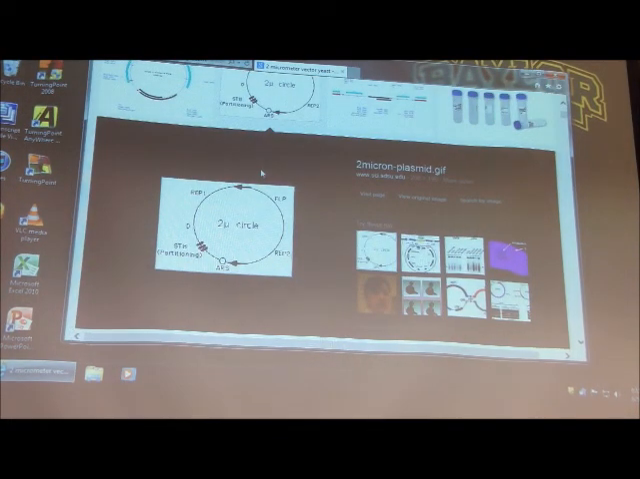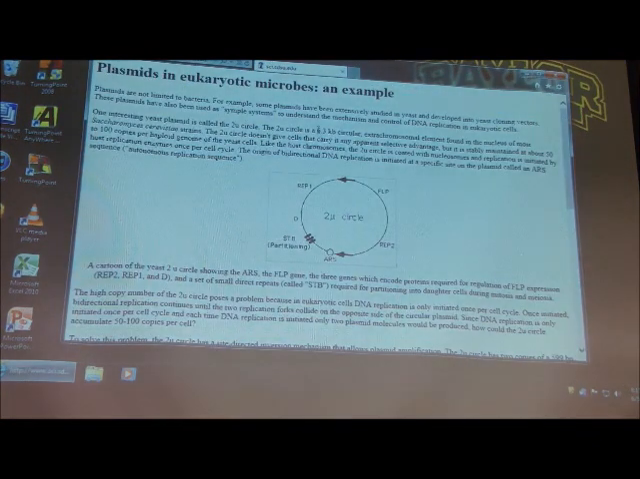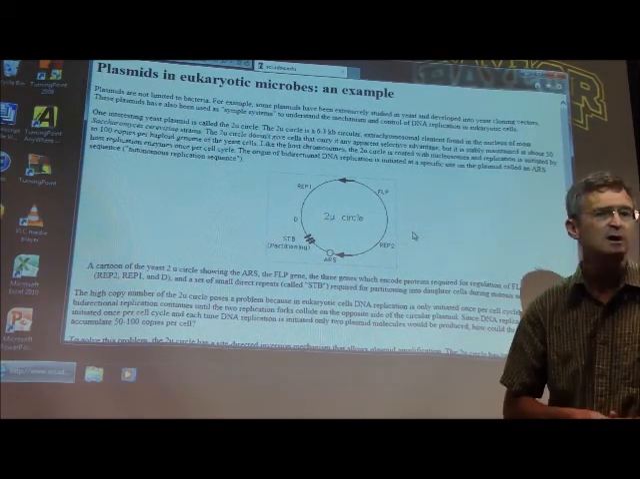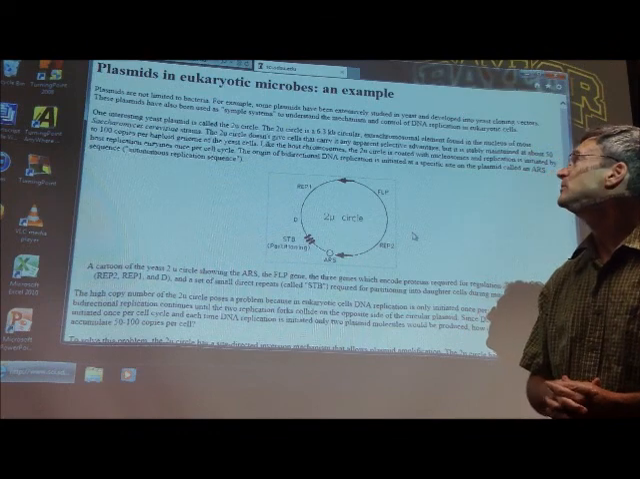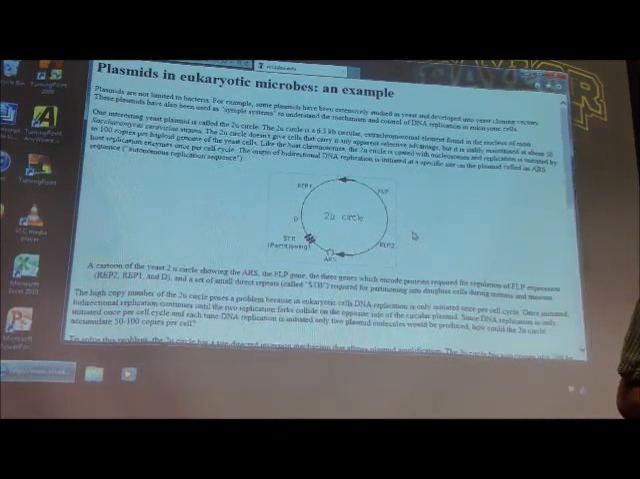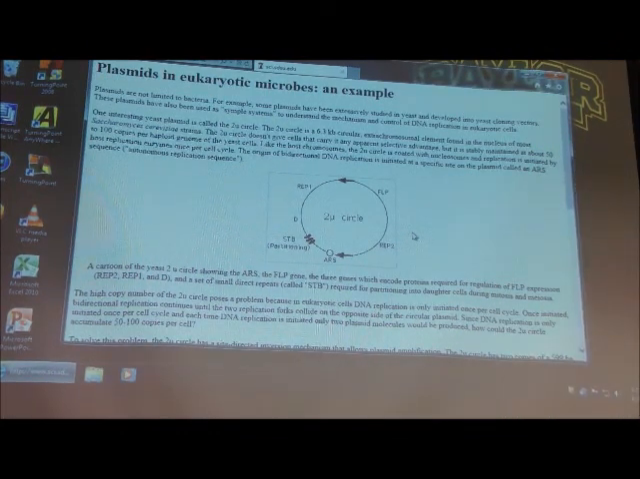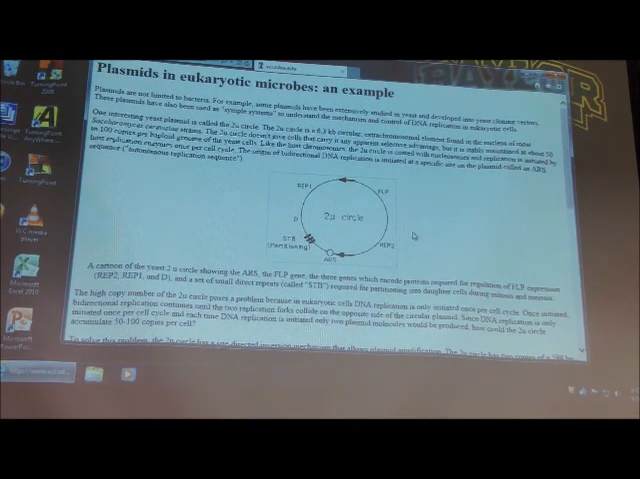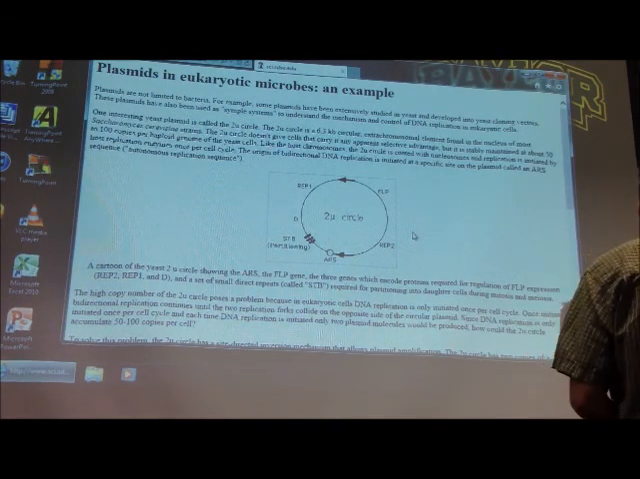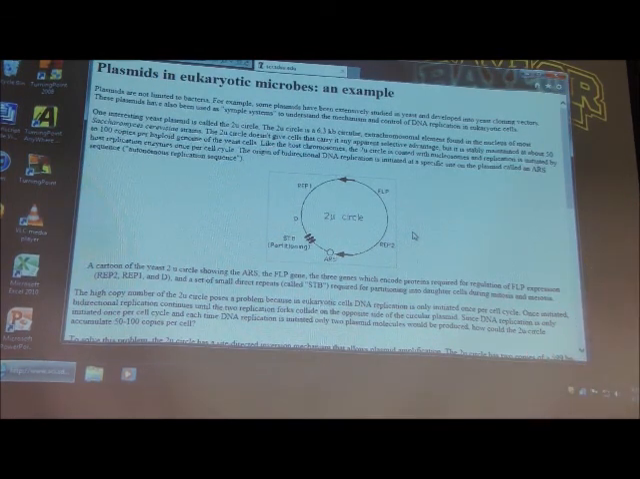So we have a 2 micrometer circle, and let's go to the original page on this. This is a nice page. This is actually a plasmid, and this page is titled Plasmids in Eukaryotic Microbes. Now plasmids we always think of as being involved in bacteria, right? But there is a plasmid in a eukaryote, and that's in yeast, and that's a 2 micrometer plasmid.